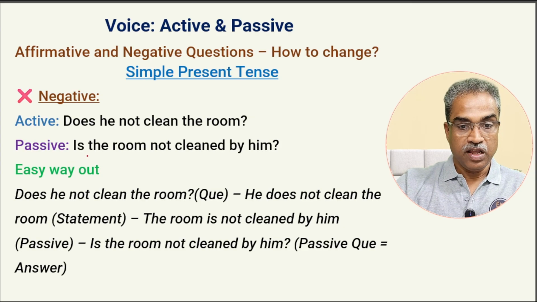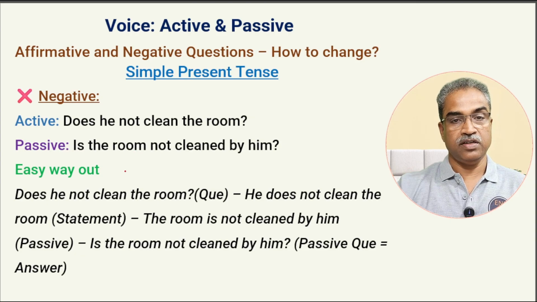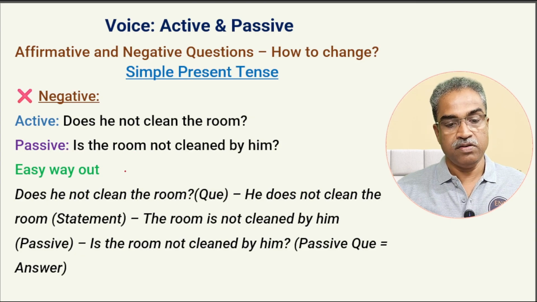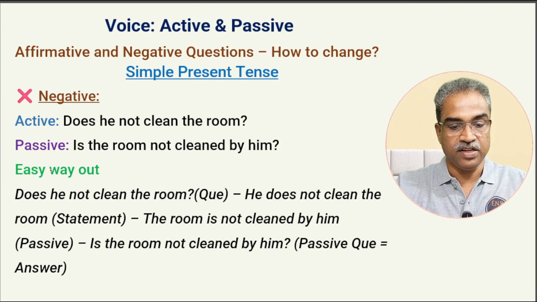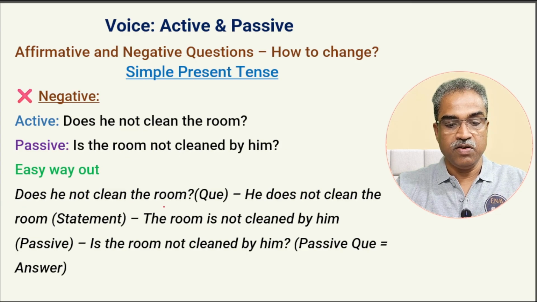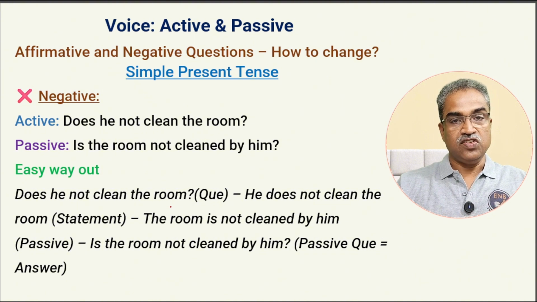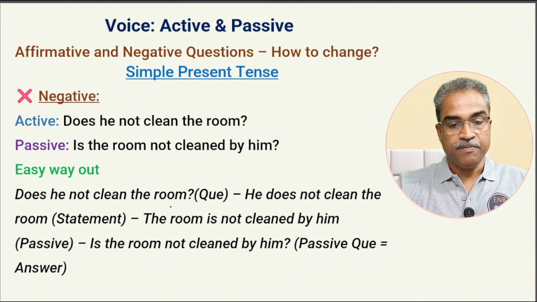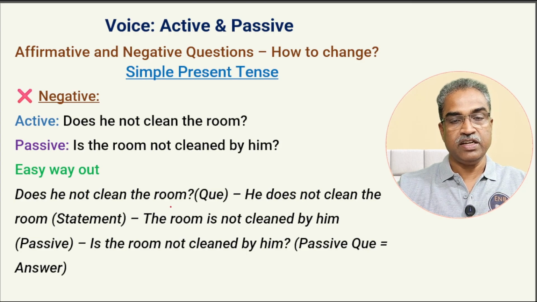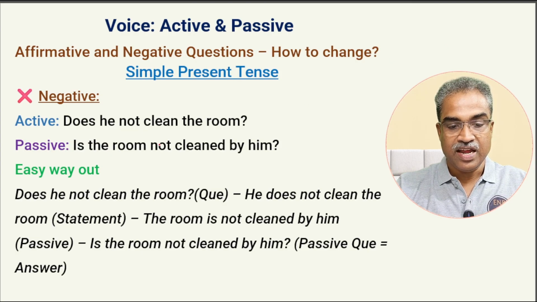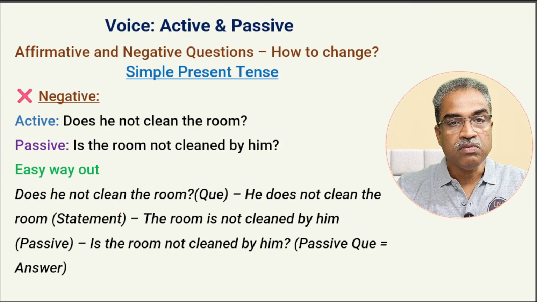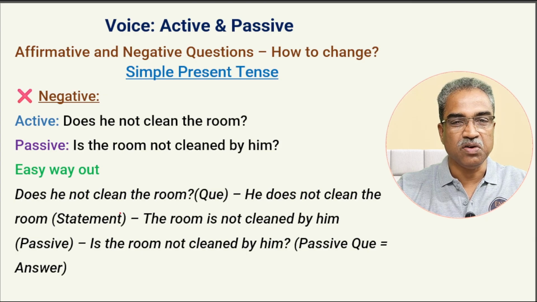Now, if you don't get it, if you panic about this question, then try this. Write this question down: does he not clean the room? So what will you do? You change this into a statement. Now remember, this is a negative sentence. So when you change it into a statement, make it a negative statement. So does he not clean the room? No, he does not clean the room.